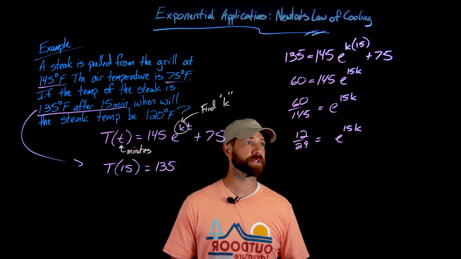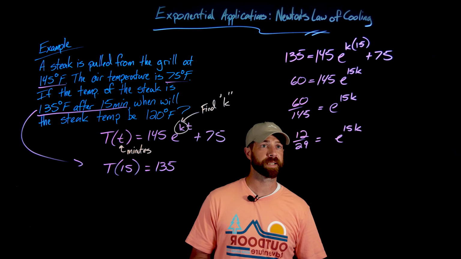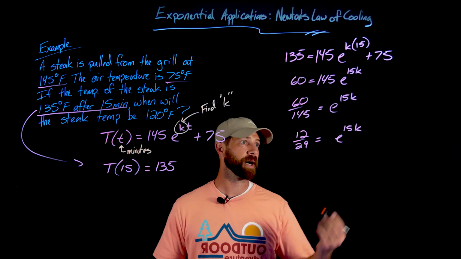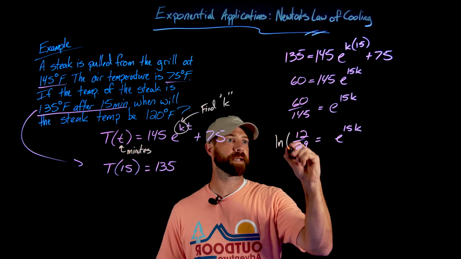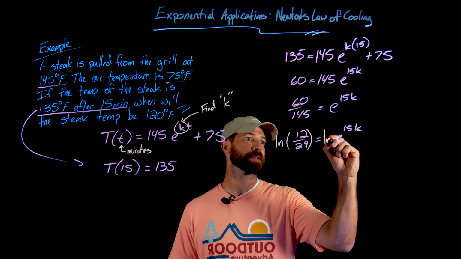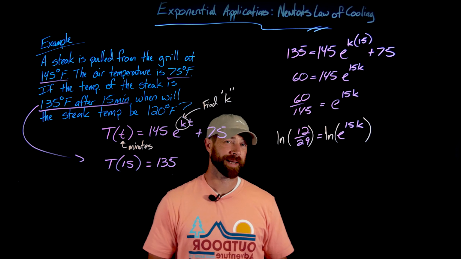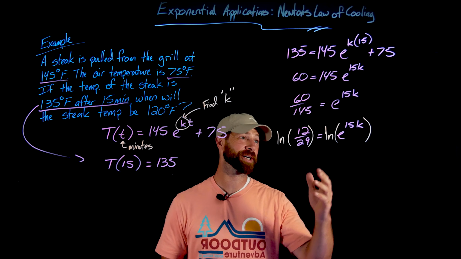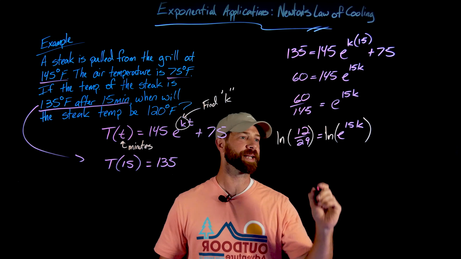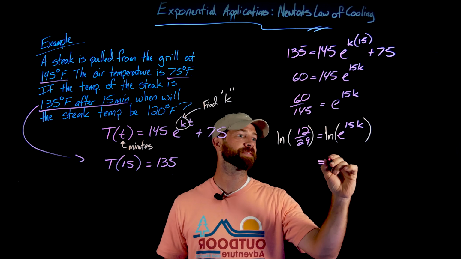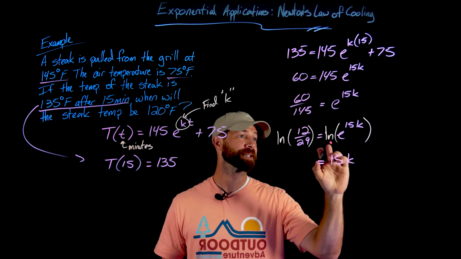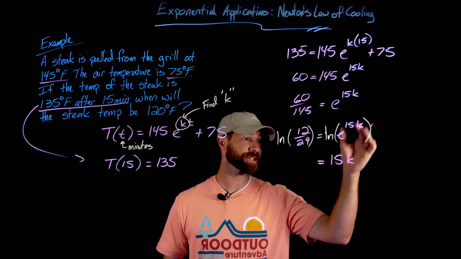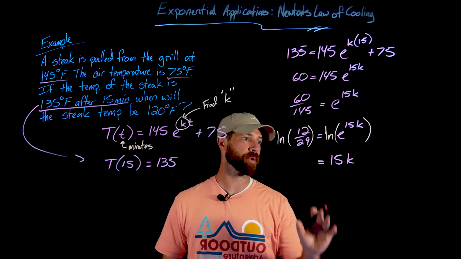Now, in order to solve for k here, I'm going to need to employ logarithms. I obviously want to use the natural log here because I have this base e. This works out really nicely. I employed the natural log because of what happens on the right-hand side of this equation, which gives us 15k, because this is the log base e of e to some power. So I just get out that exponent.